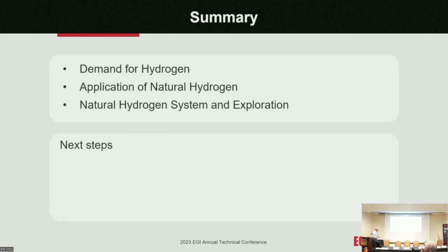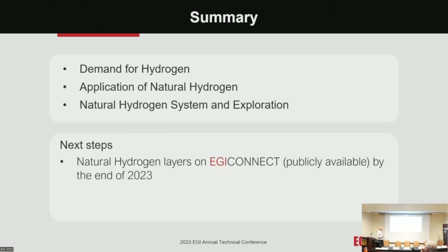Next steps for us. The first one is that you've seen the power of GIS systems. Christopher and Tom showed us how useful and powerful they are. So the first step is to put all the data and information available on natural hydrogen in one place and create layers on EGI Connect. And this will be publicly available, because this is something I'm already doing. And then it'd be nice to share with people, to really collaborate.